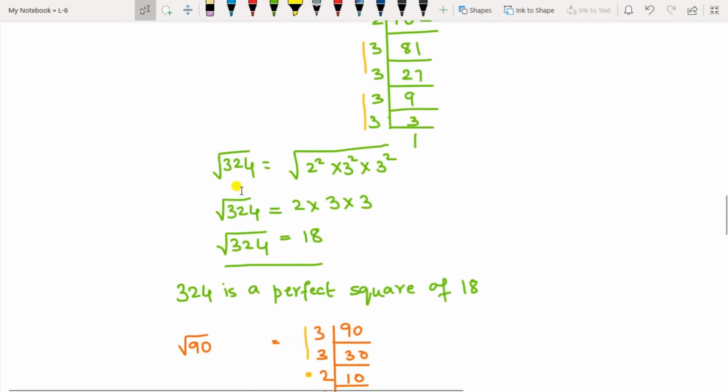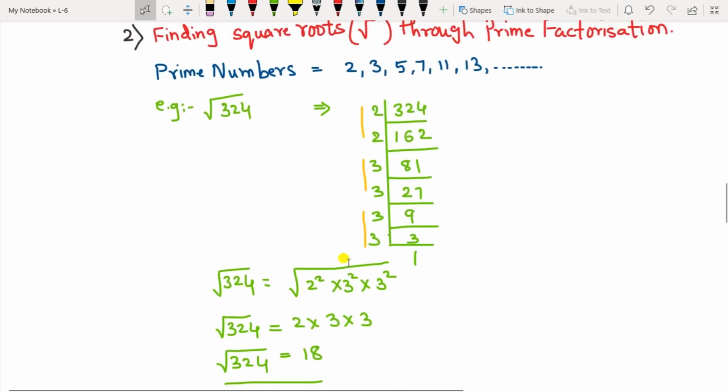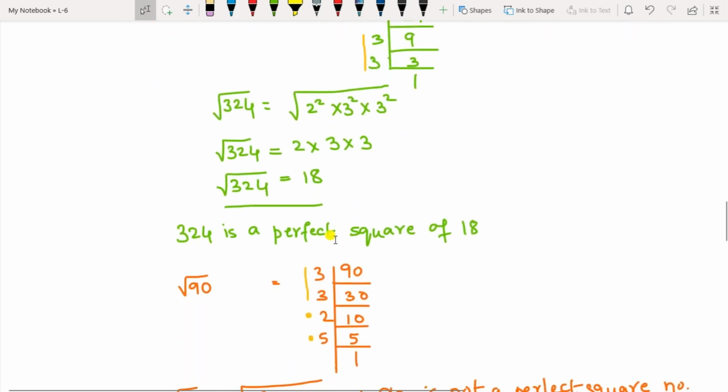So the square root of 324 equals the square root of 2 square into 3 square into 3 square. In this process the square root symbol and the square symbol get cancelled. So the remaining is 2 into 3 into 3, which gives 18. So the answer for the square root of 324 is 18. And since all the numbers come in pairs here, 324 is a perfect square of 18.